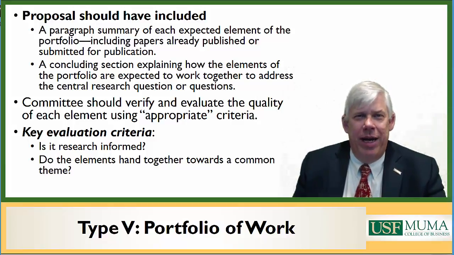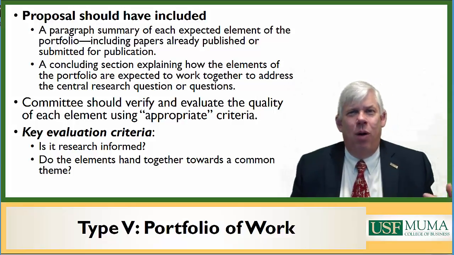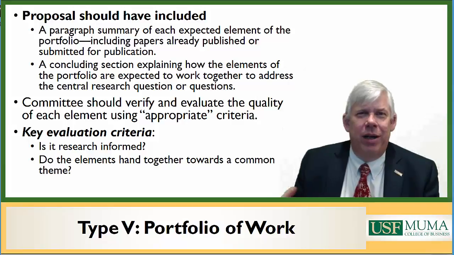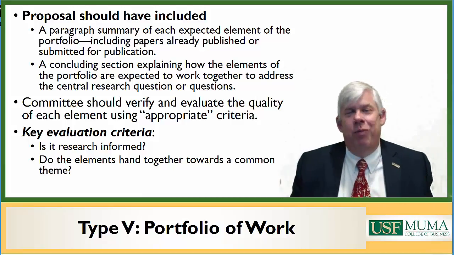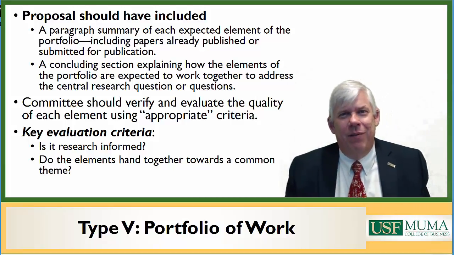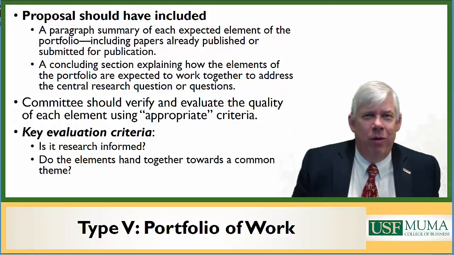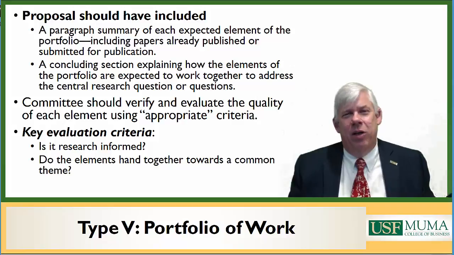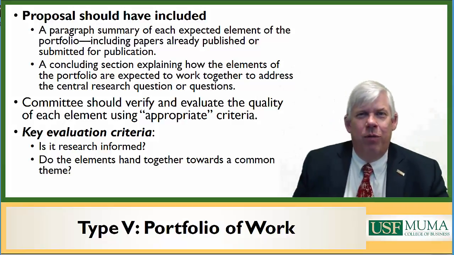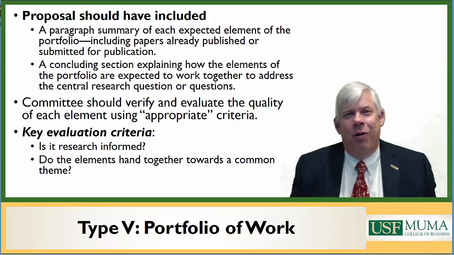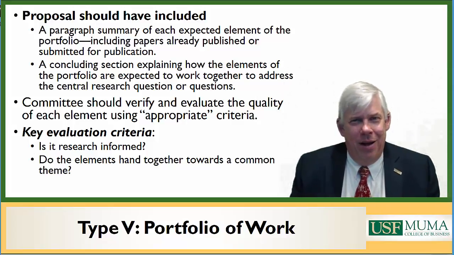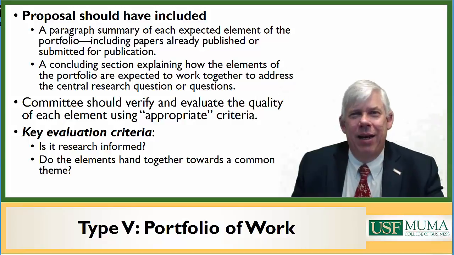During the actual dissertation, the committee should verify and evaluate the quality of each element using criteria that are appropriate for that element. Obviously, the criteria for evaluating, say, a piece of software would be different from the criteria of evaluating an academic journal article. And part of what you would be evaluating as a committee member is, does the type of artifact fit the role it's supposed to play?